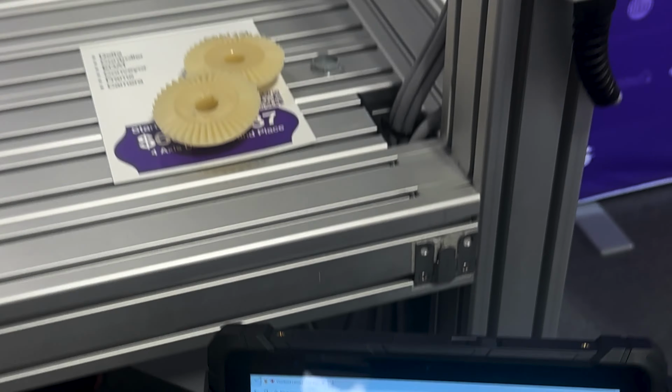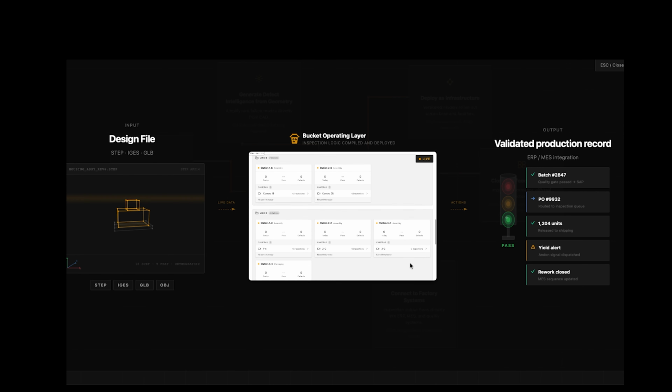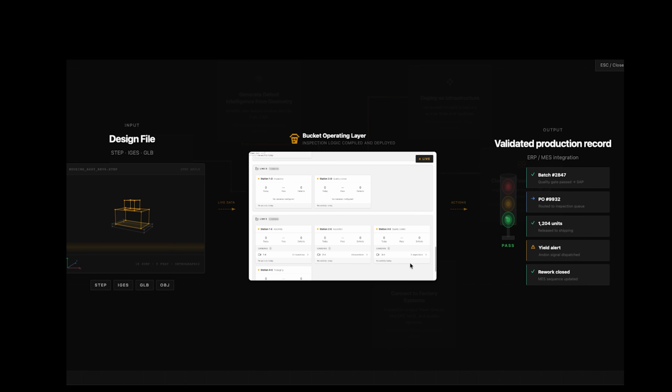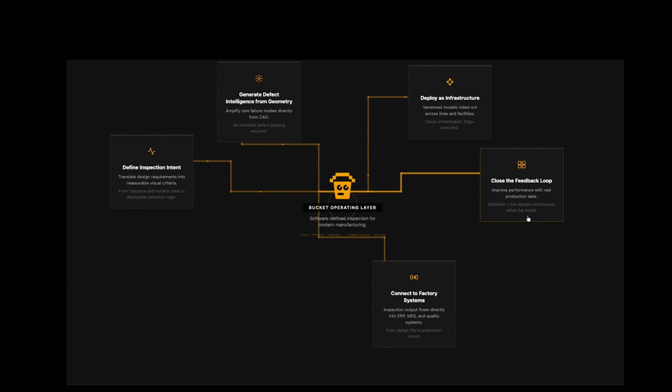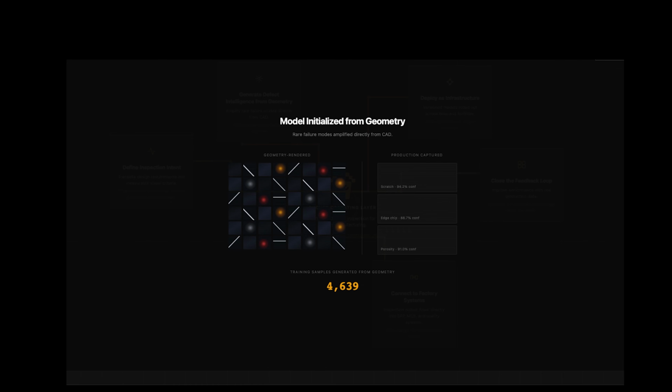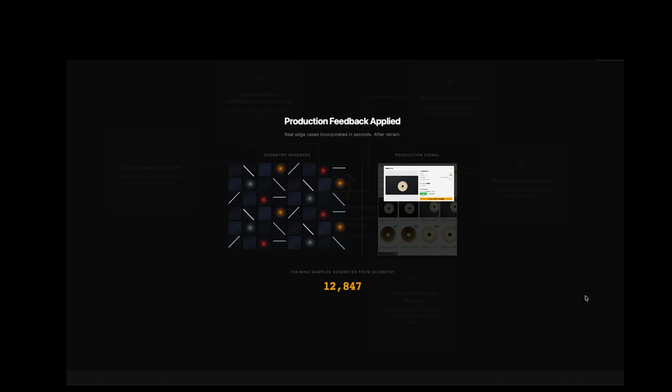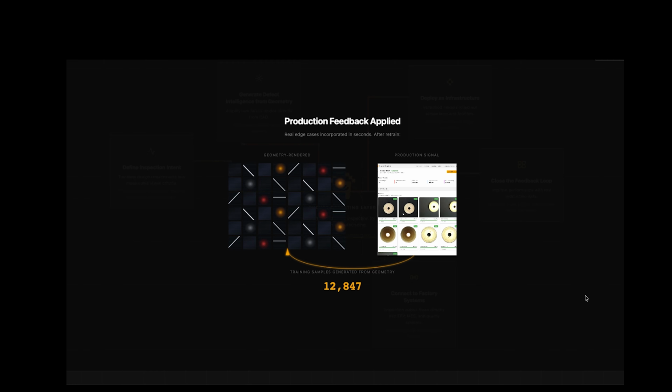Inspection isn't just about catching defects. It's about traceability. When inspection doesn't replicate cleanly across lines or facilities, you lose consistency. You get different thresholds, different tuning decisions, different operator overrides, and over time, that creates uncertainty in your quality data.